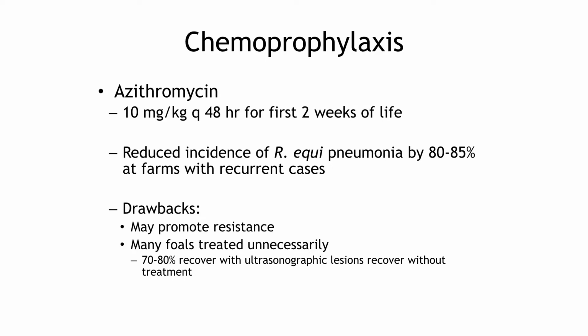So I'm going to talk about antibiotics in a second, but one of them that we know is effective for Rhodococcus is azithromycin. And someone came up with the idea of, well, why don't we just give them all azithromycin, starting at 48 hours of age for the first 2 weeks of life. They gave azithromycin every 48 hours. And this did reduce the incidence on this farm. It was a fairly small study in terms of numbers, but it reduced the incidence by 80 to 85%.